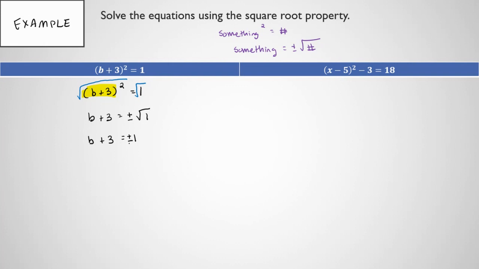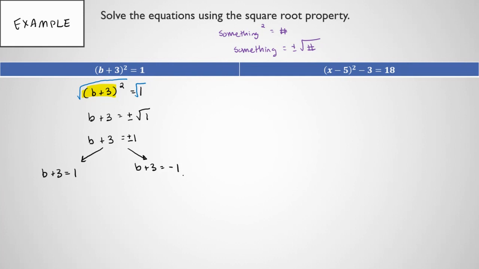So now we need to subtract 3 from both sides, but we have an issue because of the plus or minus. You're not allowed to add or subtract to something that has a plus or minus. You have to write it in its two separate forms before you can do that. So I have to write two separate equations here in order to continue solving. One of them with the plus and one of them with the minus, because I cannot add or subtract to things with a plus or minus.